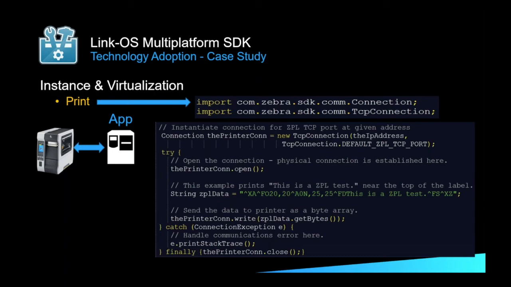So you create the instance, in this particular case through TCP connection, and after that you open the connection and you send the data through the printer connection write data. So that's the simplest way to do it, and then you are closing the connection and that's it. That's the simple way to work with that. Now, let's go through a little more elaborate way to work with the printers. Okay, let's think about that.